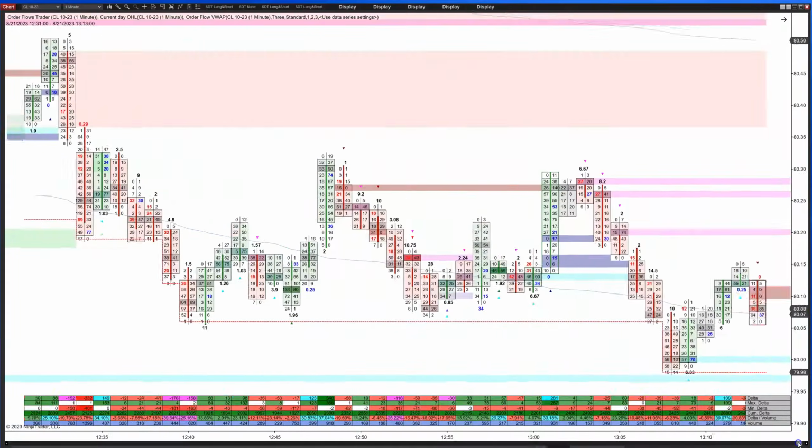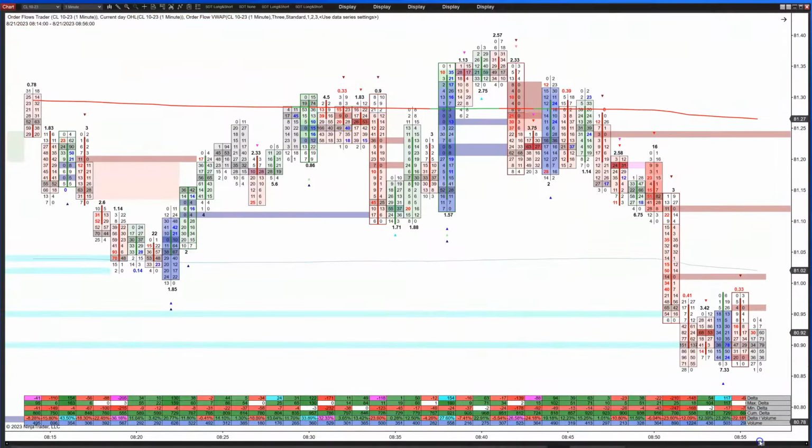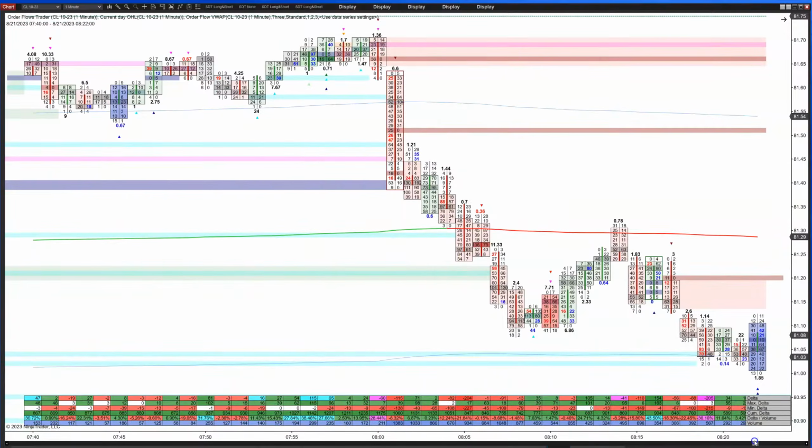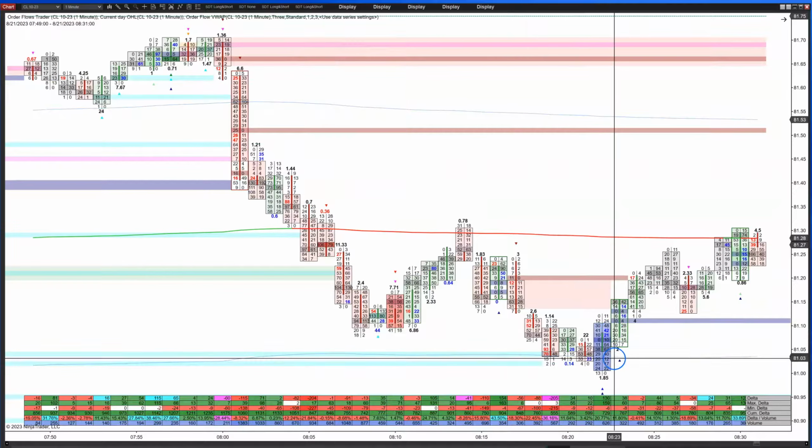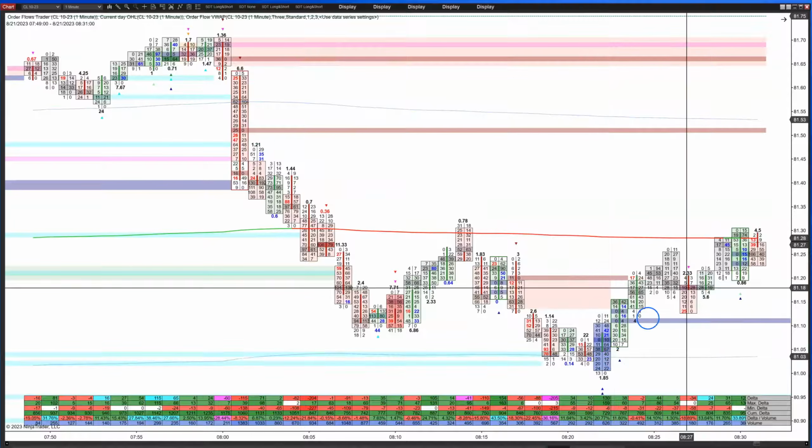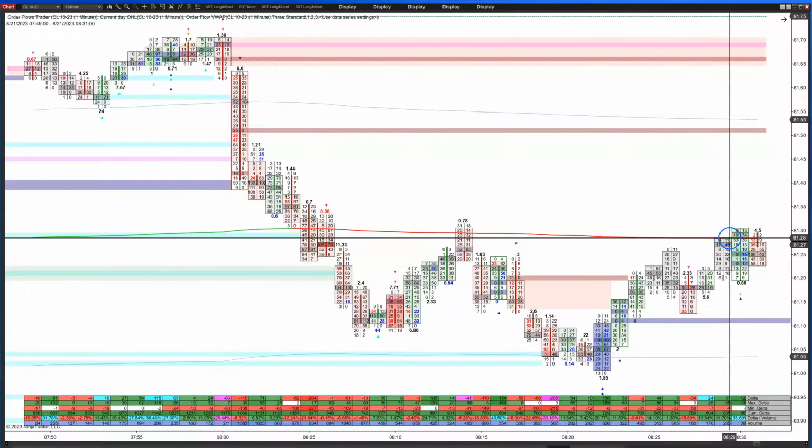Okay, so let's just go back. Let's go back here to this 8 o'clock. So yeah, 8 o'clock, we're trading above VWAP, start trading below. We hit the first standard deviation, market rallied from the first standard deviation back up to VWAP.